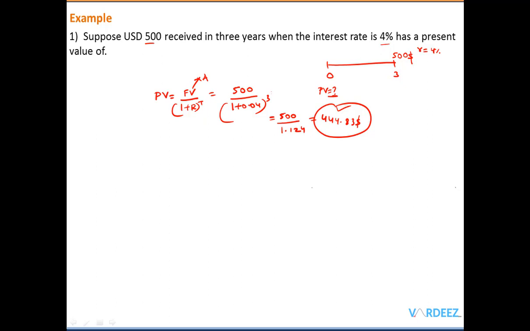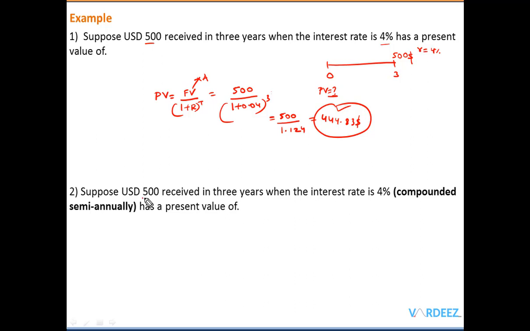Let's solve another example. Now I have this $500 that is to be received in 3 years, when the interest rate is again 4%, but it's now compounded semi-annually. What will be the present value? The present value here is going to be the amount over (1 + r/m)^(t×m), the same thing that we had for the future value.